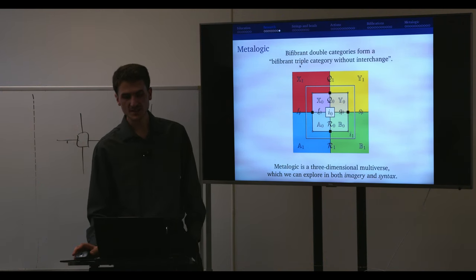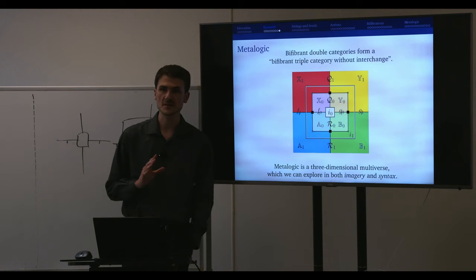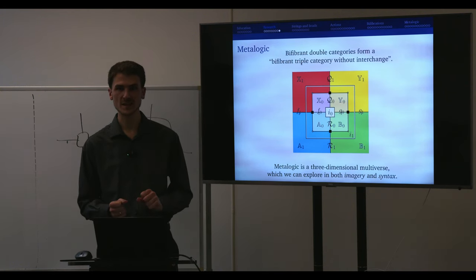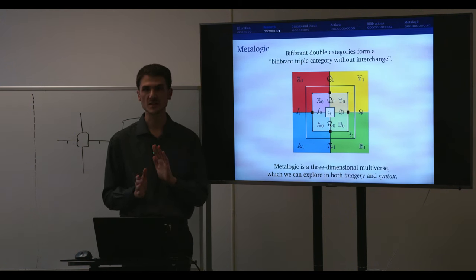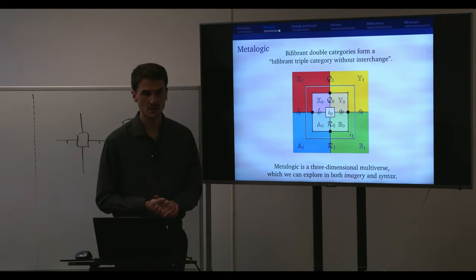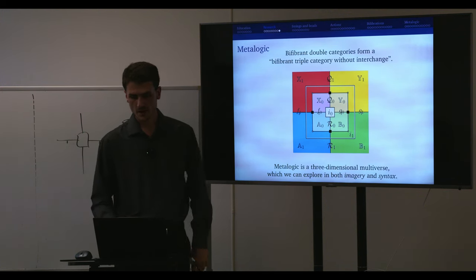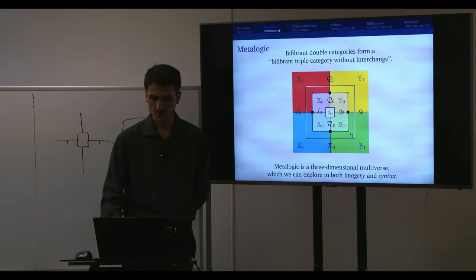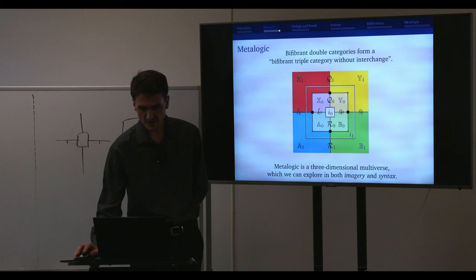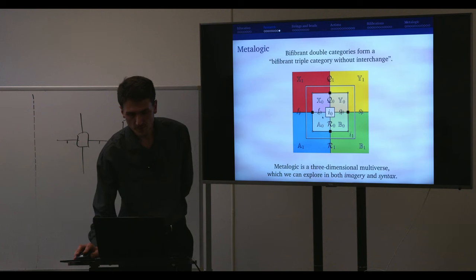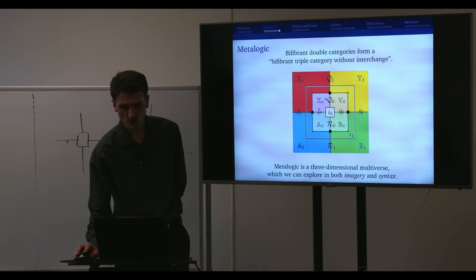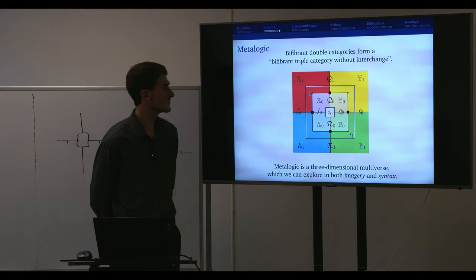And it forms something that is essentially a triple category without interchange. It turns out that vertical and horizontal composition, actually, there is no interchange. It's neither lax nor colax, and there's a real obstruction there. But other than that, it's an extremely rich structure. And each of these colors is a whole double category. The vertical direction are vertical profunctors, horizontal are horizontal profunctors, and the outward dimension are double functors.